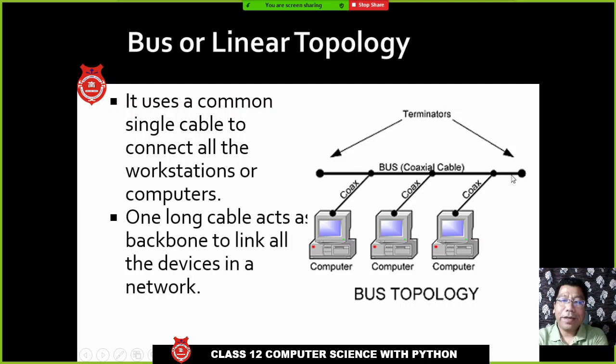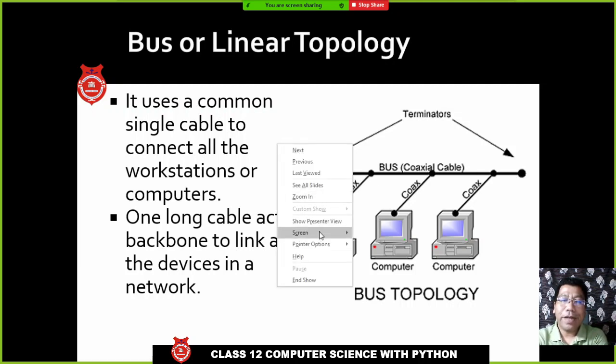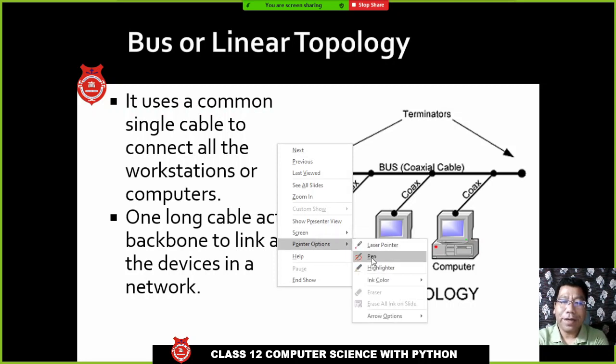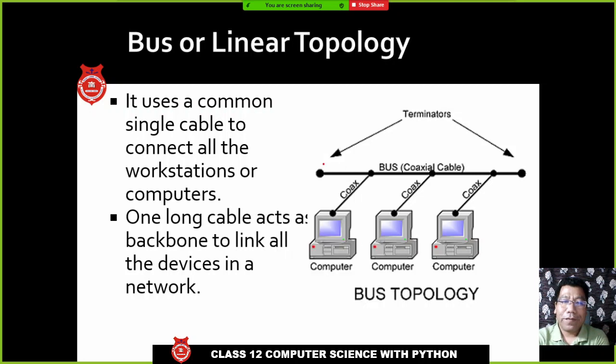That main cable or main bus will have a terminator. The terminator means the end of the cable. This part is the terminator, and it is the end of the main cable. And these computers are known as the client computers or the nodes, which are connected to the central main cable. This type of computer network is known as bus topology or linear topology.